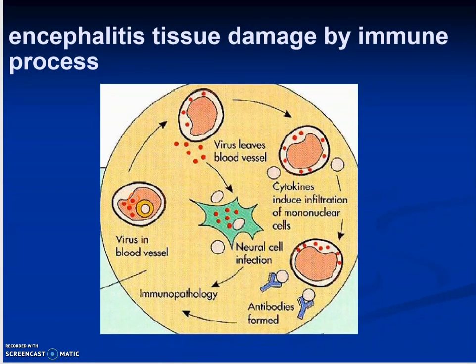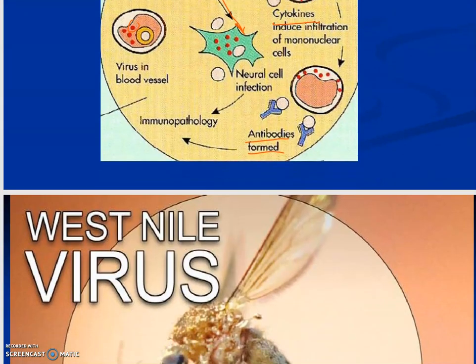Here is a diagram showing the encephalitis tissue damage by the immune process. So basically, starting right here, the virus is in blood vessels, and then here the virus is leaving the blood vessels. It could infect neural tissue and cause problems there, or it could infect white blood cells, and they could release cytokines that could then cause inflammatory processes. So there are a number of things that can happen. Also, your immune system usually makes antibodies, and those can actually cause problems as well.